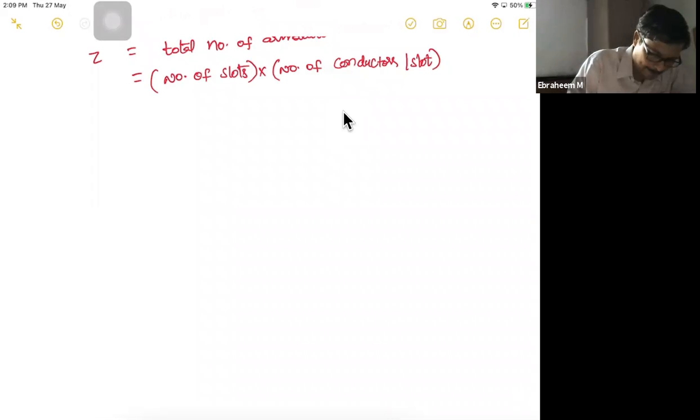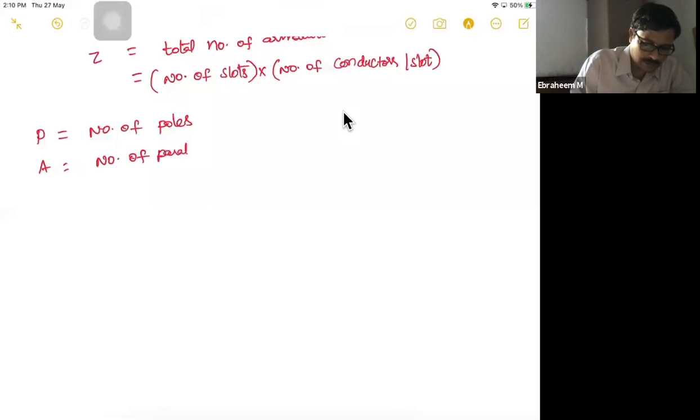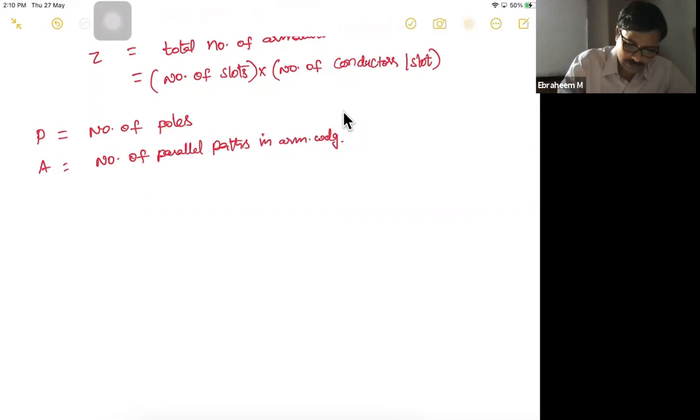Next, P is the number of generator poles. And the next one, A, is equal to the number of parallel paths in the armature winding. What is this number of parallel paths? I want to explain this here.